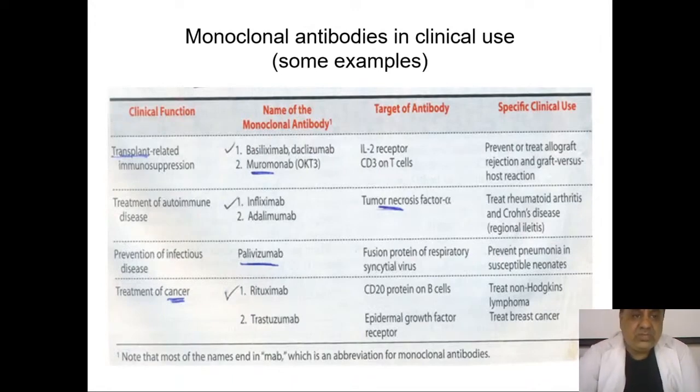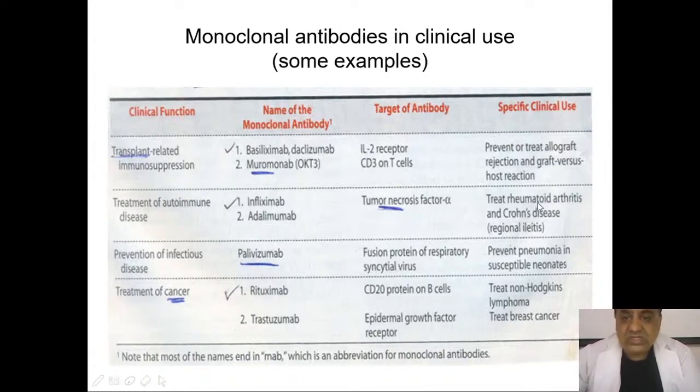Some examples of monoclonal antibodies are, in transplant-related immunosuppression, basiliximab, daclizumab, which are against the interleukin-2 receptor on T cells. You have TNF-alpha antibodies, infliximab, adalimumab. Then in infectious diseases, you have antibodies like palivizumab against the fusion protein of RSV, respiratory syncytial virus, a respiratory virus. In cancers, you have rituximab, which is against the CD20 molecule, trastuzumab against the HER2 growth factor receptor in breast cancer, and rituximab for NHLs, non-Hodgkin's lymphomas.